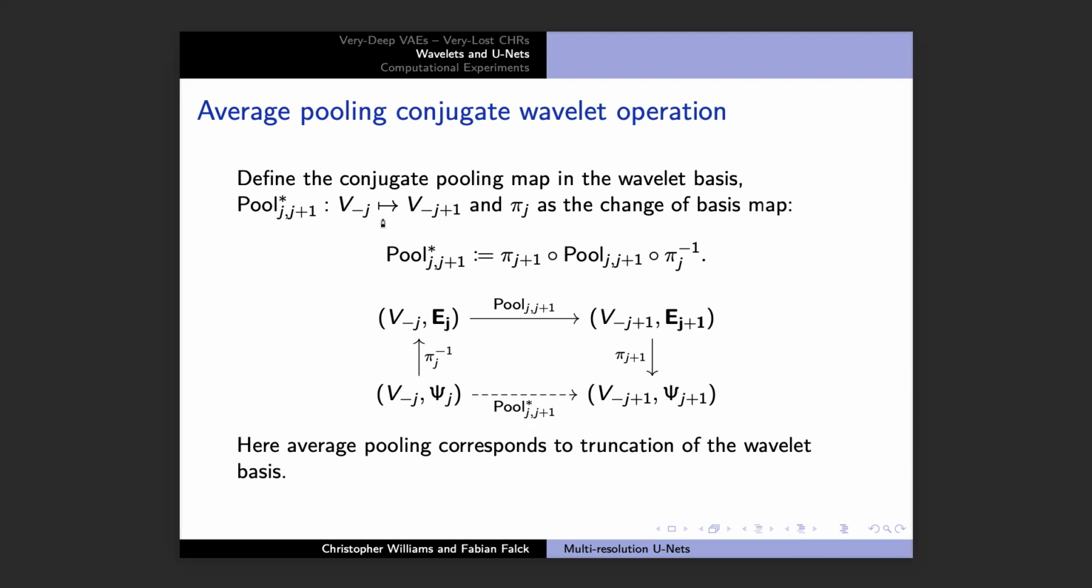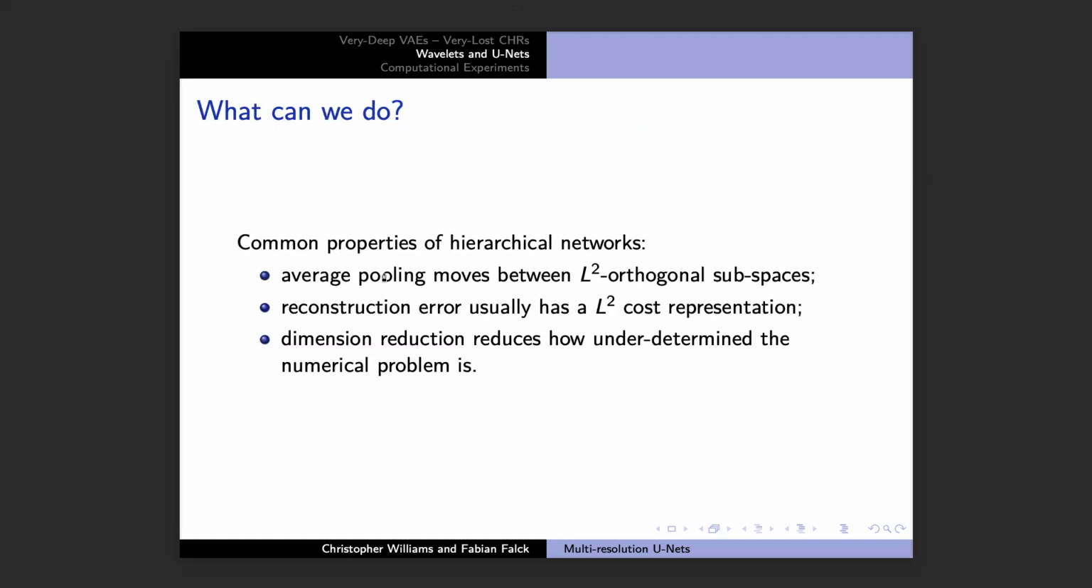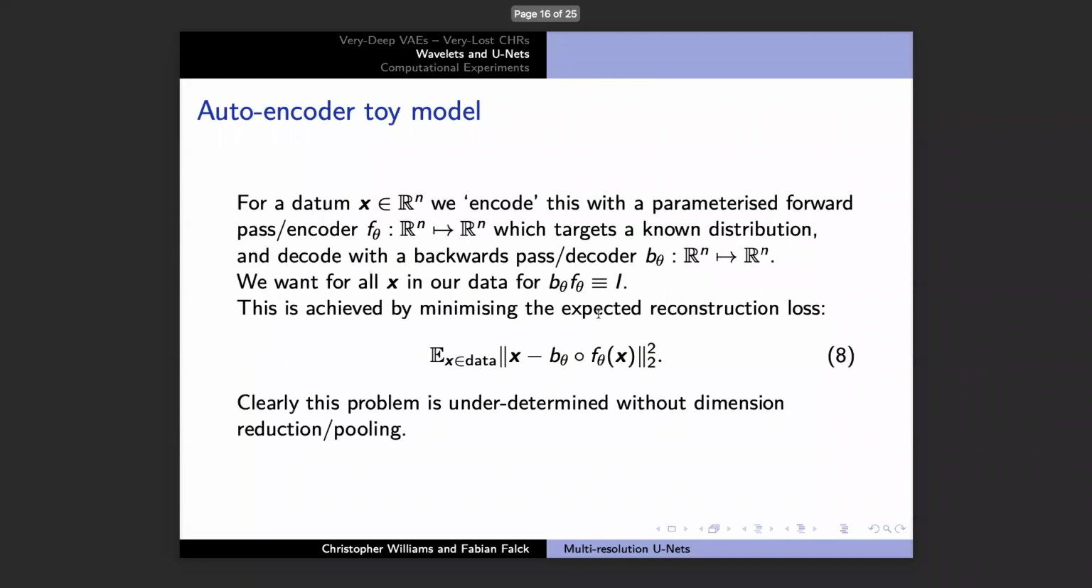So what can we do with that now? Well, we know that the average pooling moves between the L2 orthogonal spaces, and the reconstruction error normally has some L2 representation. So what you might think of is to compare your data point: you apply your encoder, do some pooling, unpool, apply the decoder back to your data point, and take the L2 difference. We should be able to get a nice decomposition with the hierarchical structure now that we know that we can split everything up in this nice L2 orthogonal way.